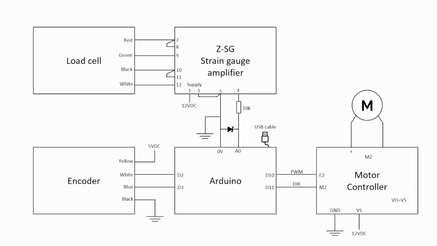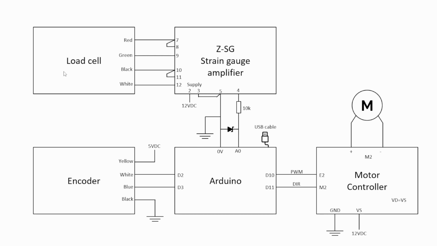This is the circuit diagram for the device. Everything except the power supplies is drawn here. The 5-volt power supply is connected here, and the 12-volt is connected here and here. And of course, all the ground wires are connected together.